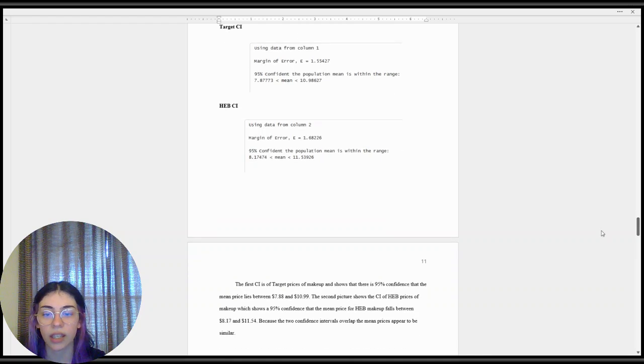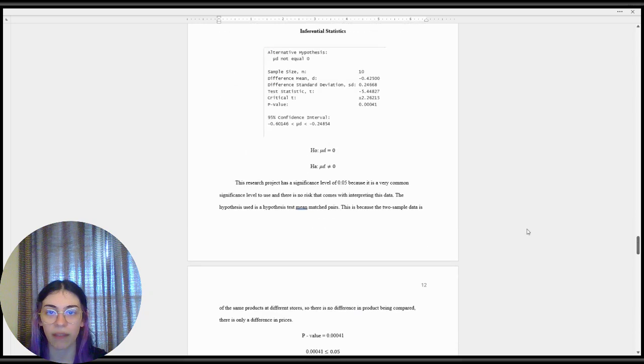And when looking at these, we can interpret that for Target, there is 95% confidence that the prices lie between $7.88 and $10.99, while for HEB, there is 95% confidence that the prices lie between $8.17 and $11.54. So if we were to look at these together, we can see that they overlap each other, which means that there is similarities between the prices. However, as seen above, there are still differences between the two.